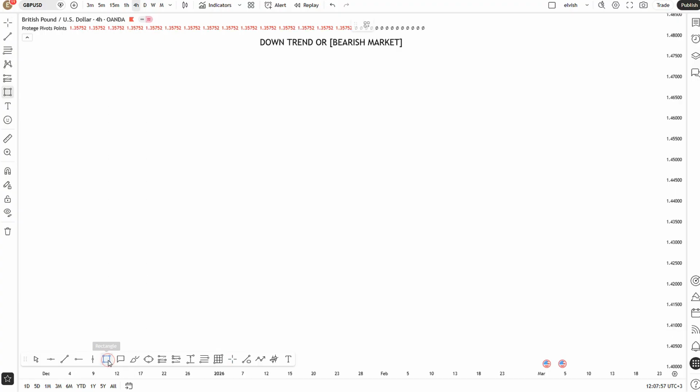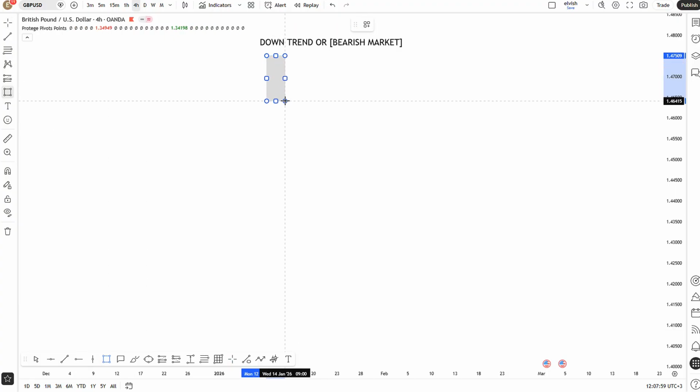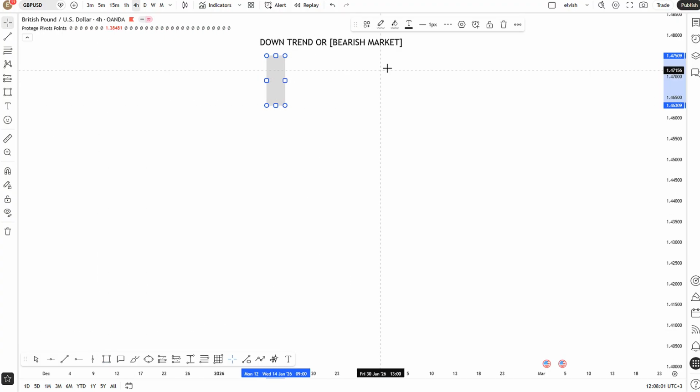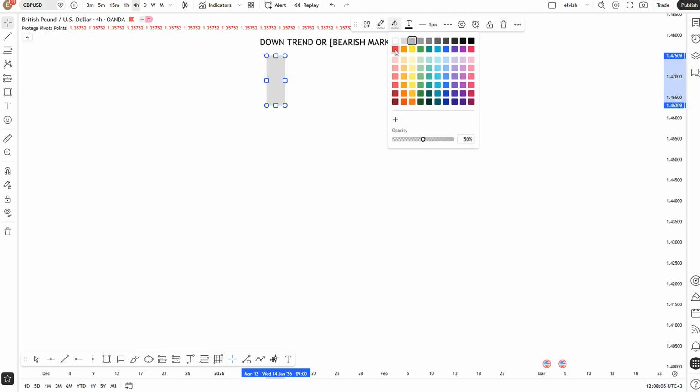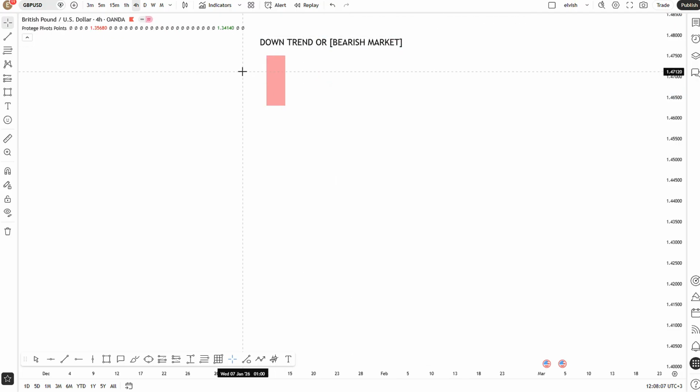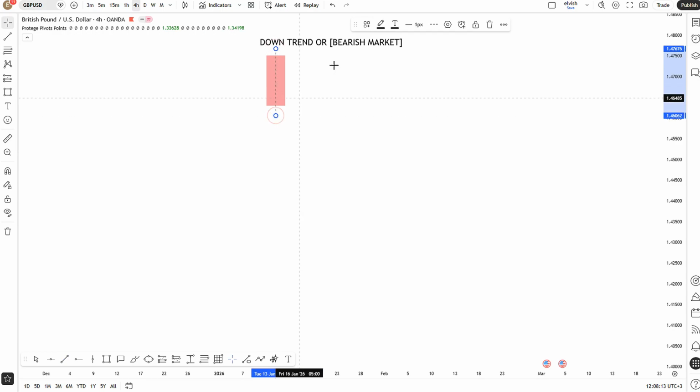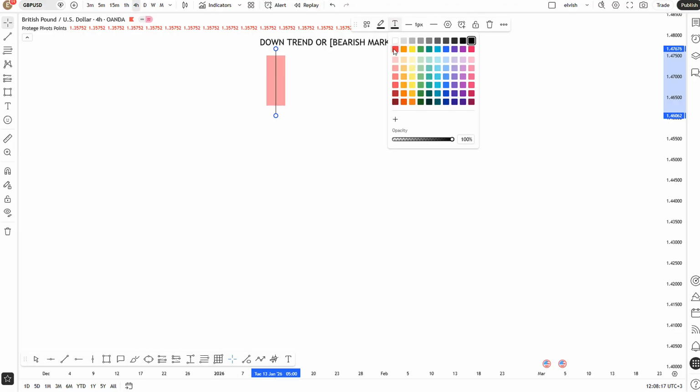First thing first, we shall look at the candles that make up that trend. These candles are always red. These candles are going to be red in color. Then the wick also will be red. So this is how this candle will be looking like in this case. Let me make this a solid line, then change its color to red.